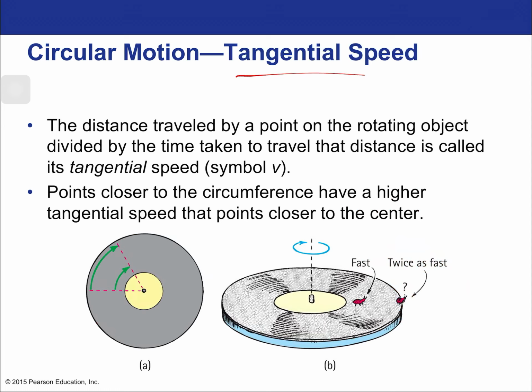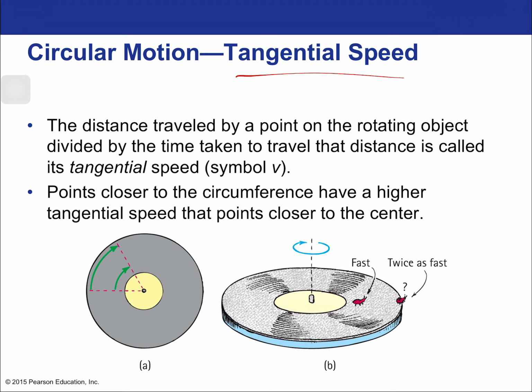So what is tangential speed? The distance traveled by a point on the rotating object divided by the time taken to travel that distance is called tangential speed. It is no different than defining any type of speed, displacement over time. It's just that here the displacement is certainly some segment of a circle. Okay? Points closer to the circumference have a higher tangential speed than points closer to the center.